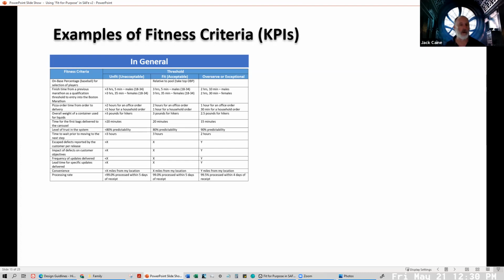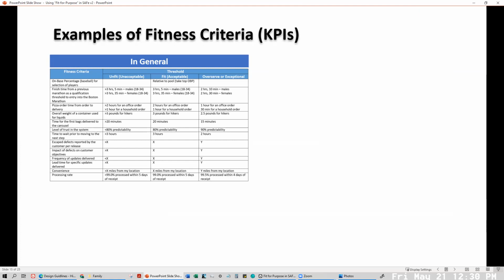But when I'm at home, if I have little kids, I'm actually looking for a plain cheese pizza, not a fancy pizza like I might order for the office. And what I'm more interested in is getting it within the hour. And so that is a fitness criteria from my perspective, right?